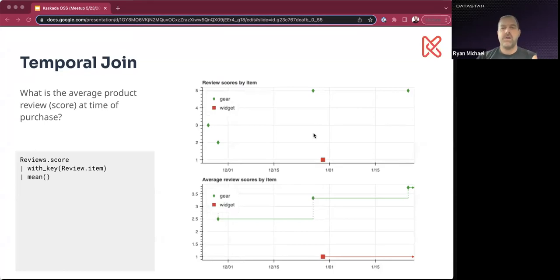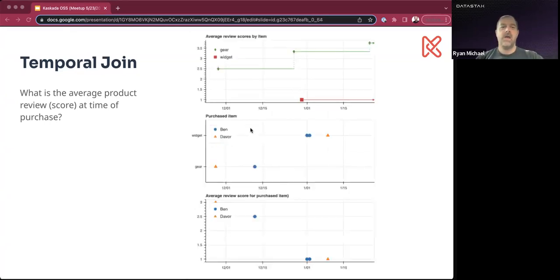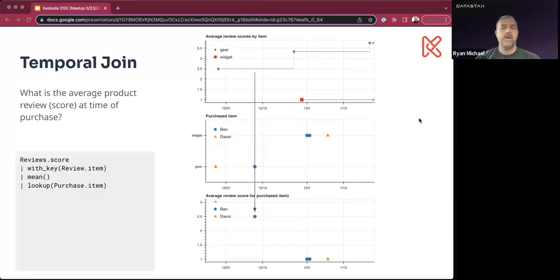So we've just changed the key. We now have an expression that is computed over products instead of over users. And we've constructed a mean here, right? So now we have this value. This is a timeline. It's computed for products. And we want to bring that back to the computation that we care about for users, right? What we want to say is, when this person made a purchase, what was the average review of the item that they purchased? We want to bring these two things together and produce a new plot.